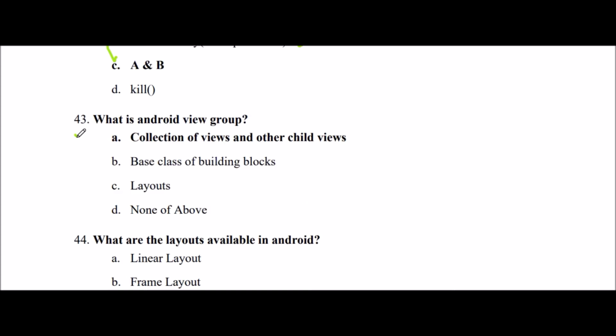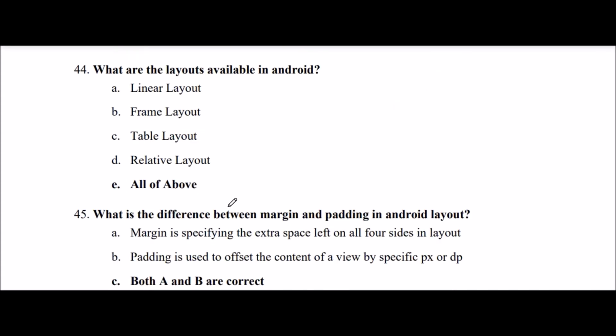Next question, what is Android view group? Android view group is a collection of views and other child views in your Android project. Next question, what are the layouts available in Android? Linear layout is available in Android, frame layout is available in Android, table layout is also available in Android, and relative layout is also available in Android.